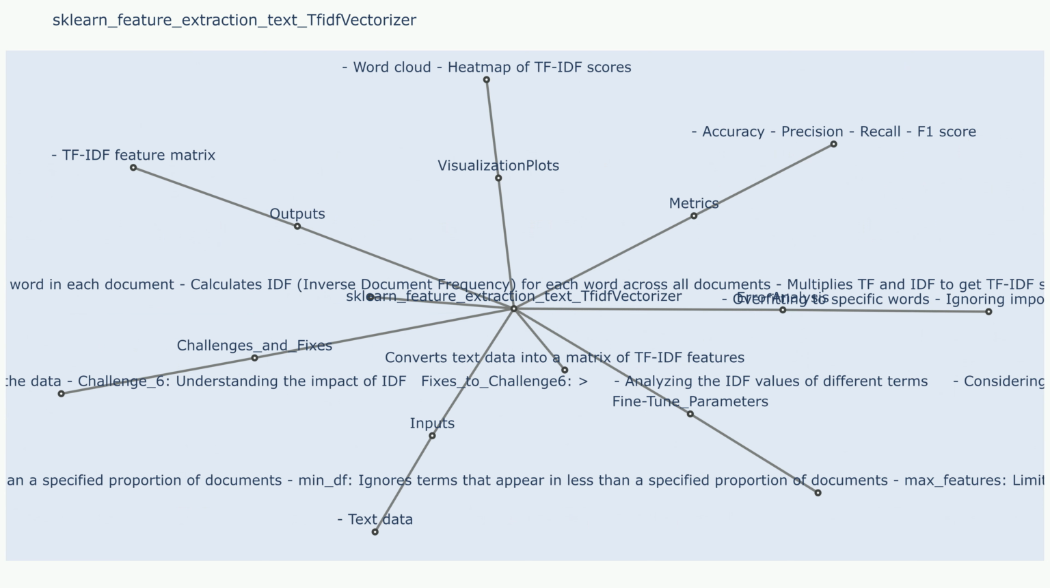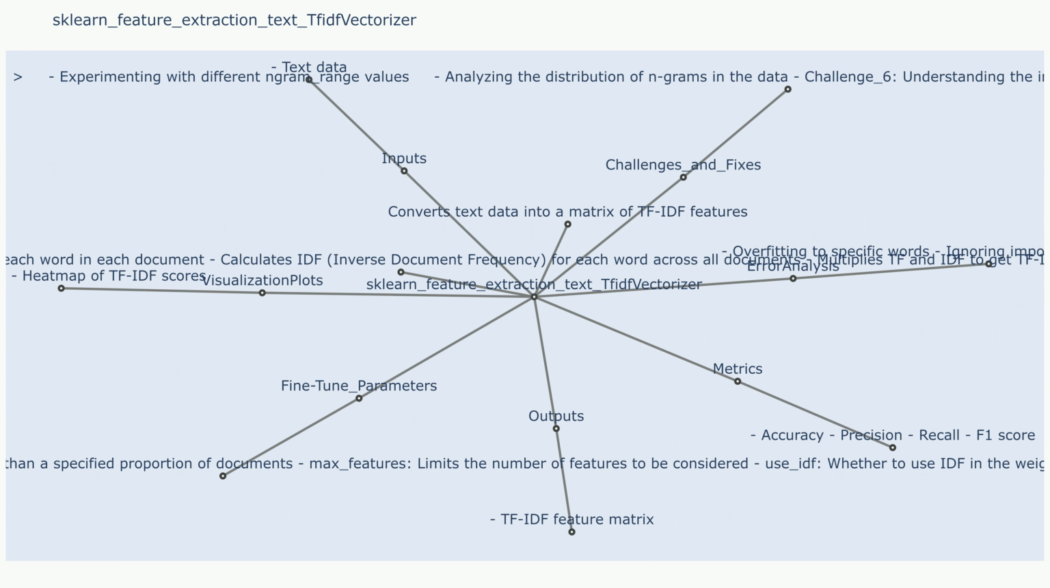Metrics: TF-IDF is not a metric, but rather a feature representation. Visualization plots: visualization is not typically done directly on the TF-IDF matrix, but rather on the results of models using it as input. Fine-tune parameters: ngram_range controls the size of word sequences, n-grams, to consider.